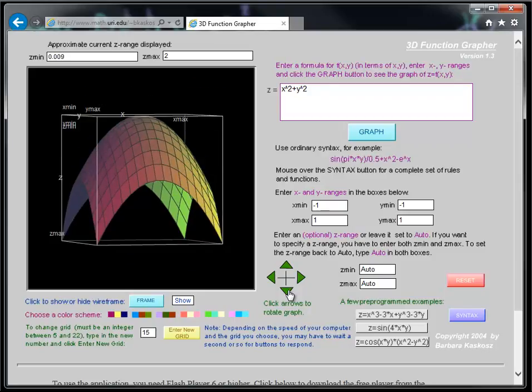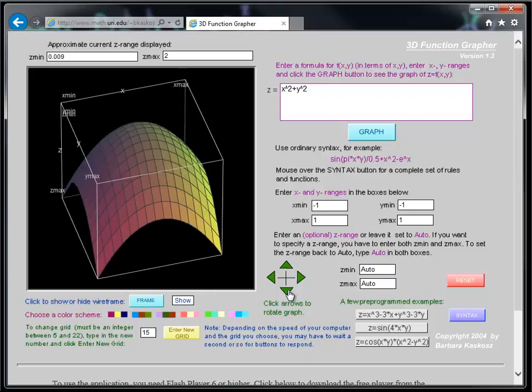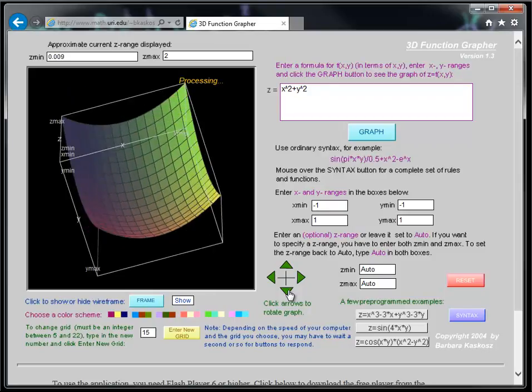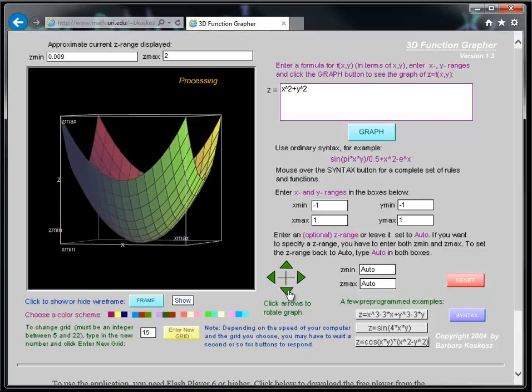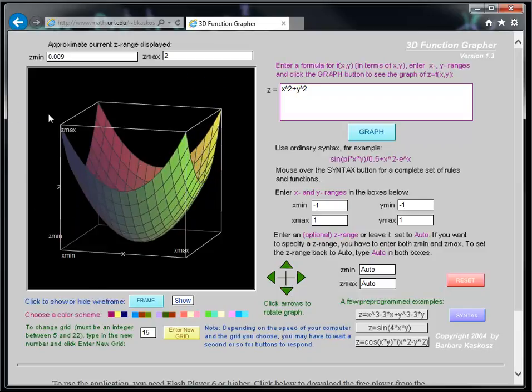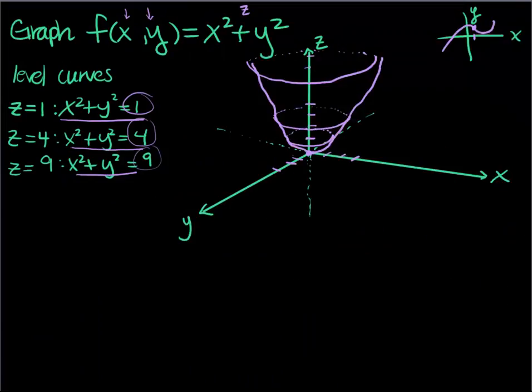And now I'm looking at it upside down, but that's what happens. And again, the idea of level curves, and this is your z, this is your x, this is your y. If I slice this guy, it would look like a bunch of circles. So I hope that makes sense.